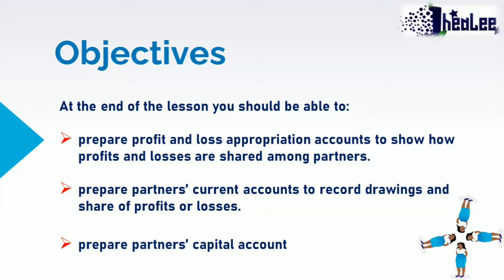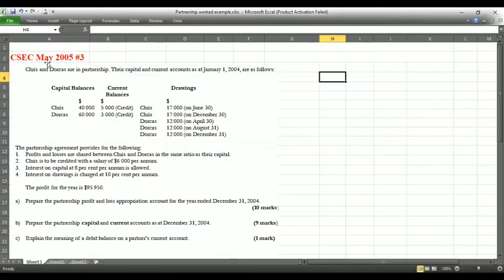So we're going to look at that worked example. This question is taken from May 2005, and it is number 3. Partnership questions are usually on the exam. Remember to read your questions first before you go through anything. Pick out your main items as you go along.